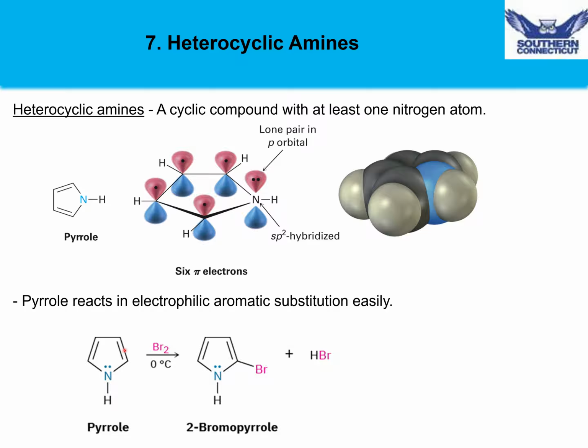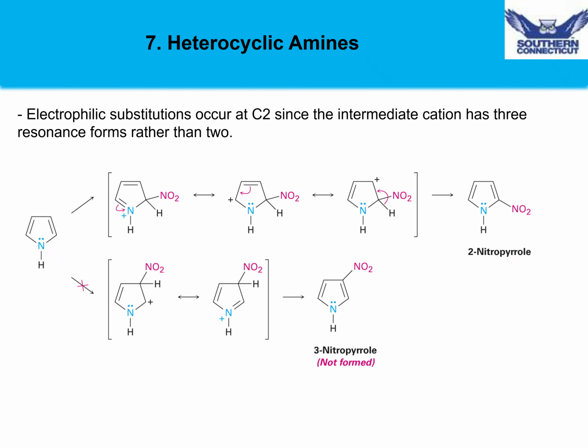that these electrons will be able to attack an electrophile and add it to the second position of the ring. Electrophilic aromatic substitution reactions with pyrrole typically occur at the second carbon rather than the third carbon of the pyrrole ring. The pyrrole ring is symmetrical, so this carbon is the same as that one, and this carbon is the same as that one.